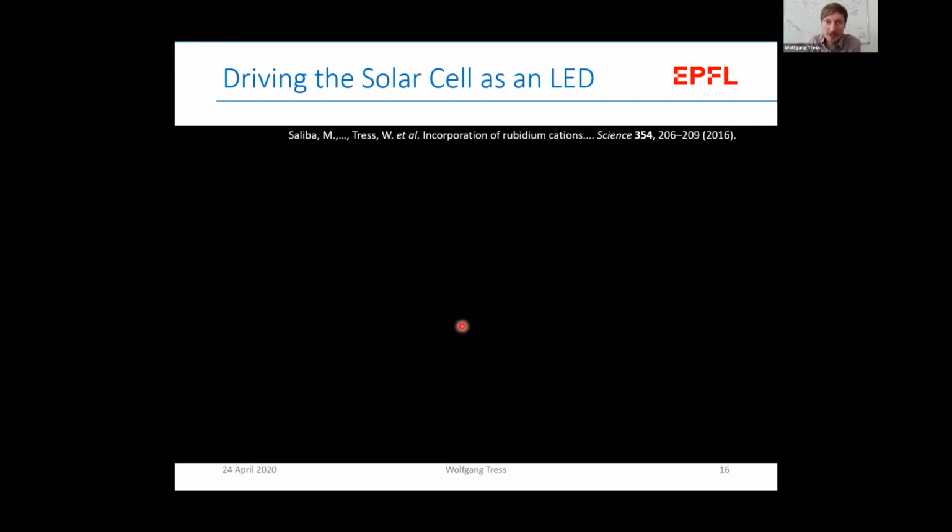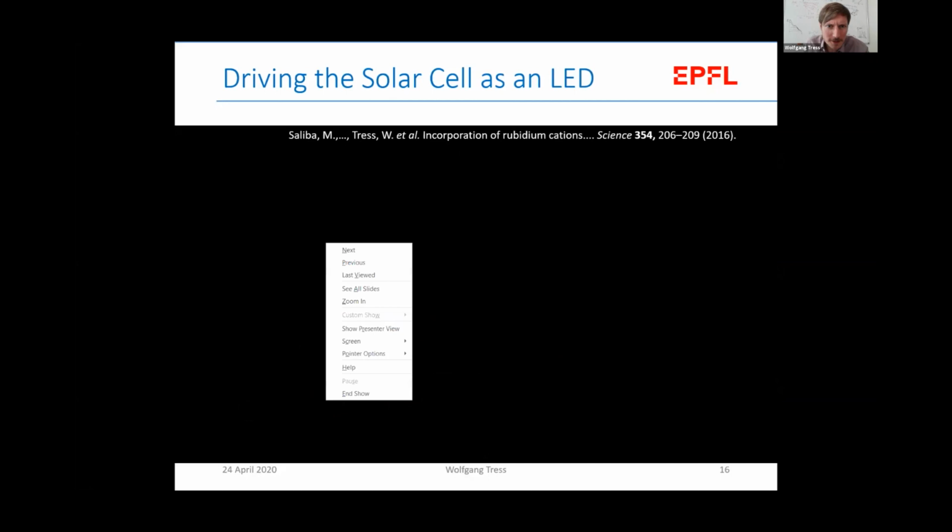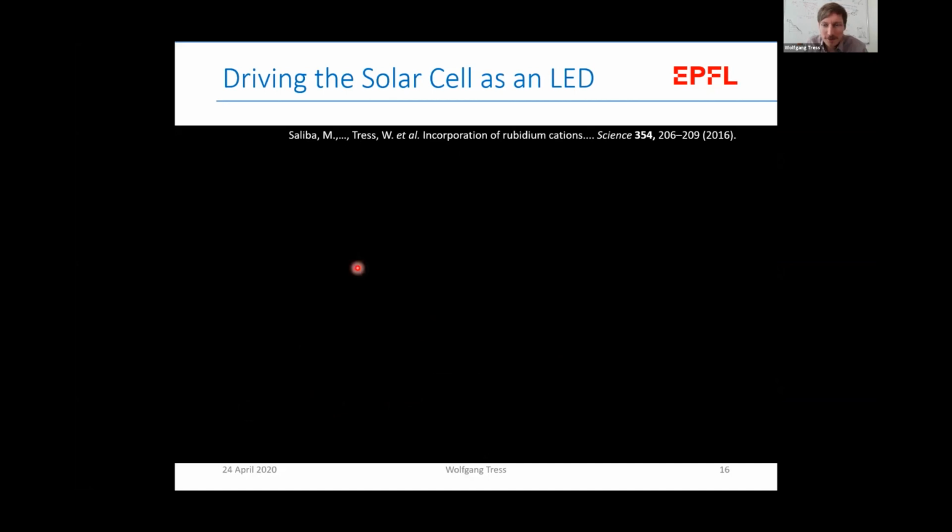And just to show you that these devices can really emit, we like to show this movie. Let's see whether this can also work in a Zoom presentation. I think it did not really start. Then we can do with the picture.